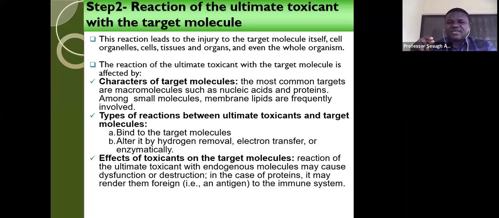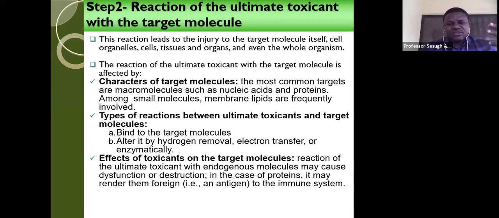So the most common targets are the macromolecules, such as proteins and lipids, and so on and so forth. The most common targets are macromolecules, such as nucleic acids, proteins, all right? Among small molecules, membrane lipids are frequently involved.